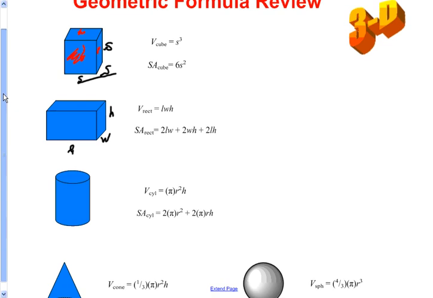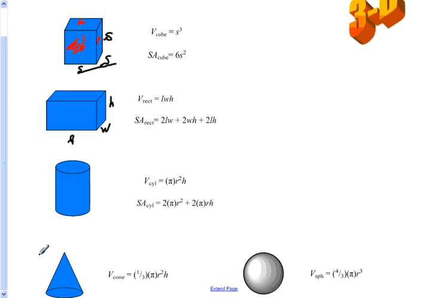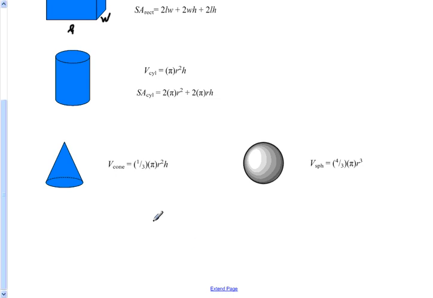Then we have these more unique shapes. A cylinder. A cylinder is like a tin can. If we want to find the volume of a cylinder, we need the height of the cylinder, how tall it is, and we also need the radius of the cylinder. And then we would use this equation. The volume of a cylinder is pi times the radius squared times height. Surface area is given by this equation.